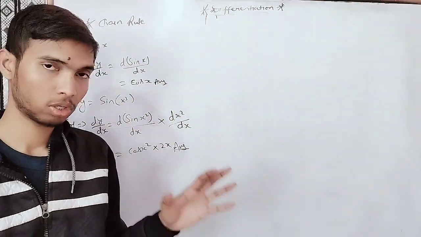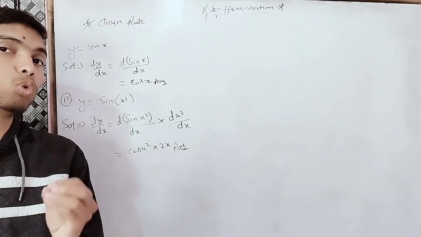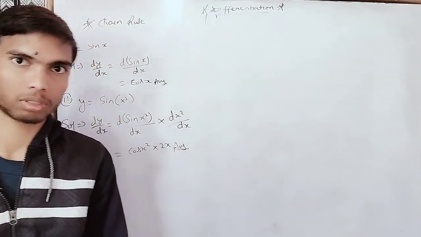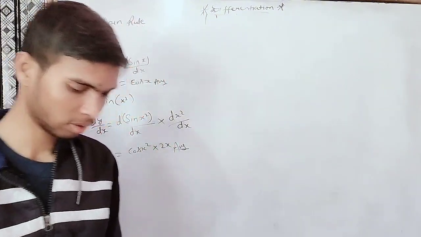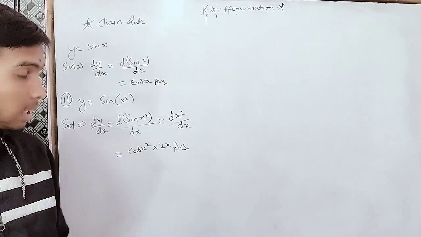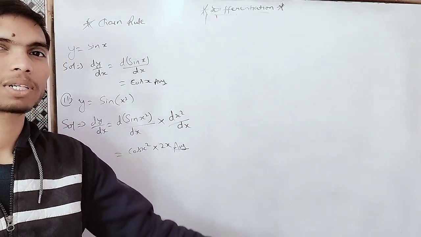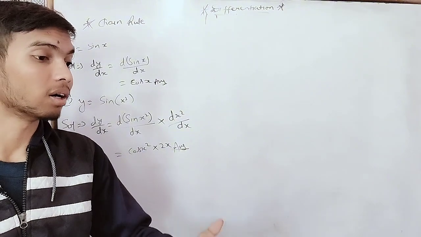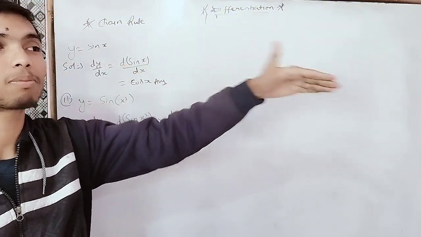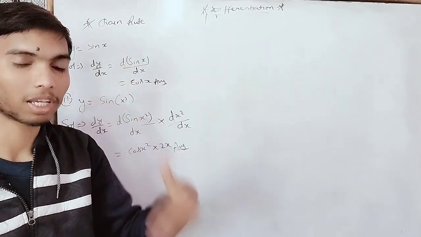You have to do differentiation of all the functions you have in your question. But you should have functions. And since you are in chain rule, there is a 99% chance that your question would be in multiplication. So if your question is multiplication, of course your functions would be in multiplication.